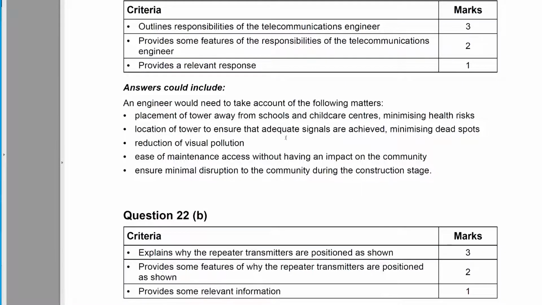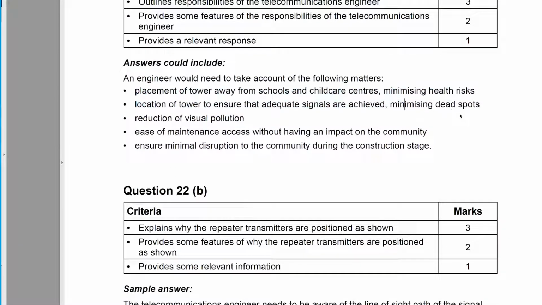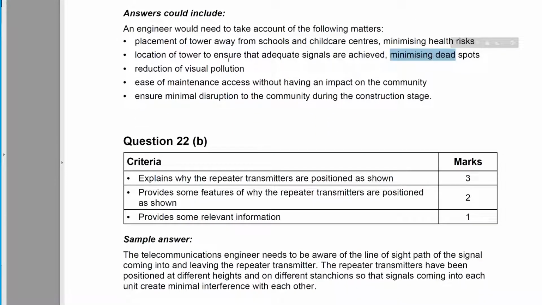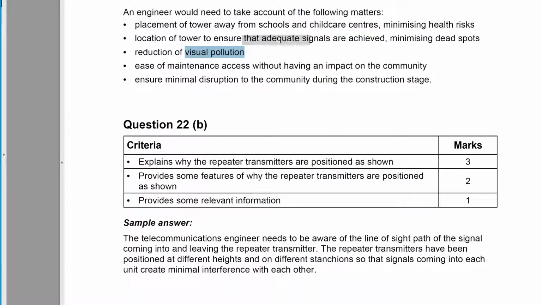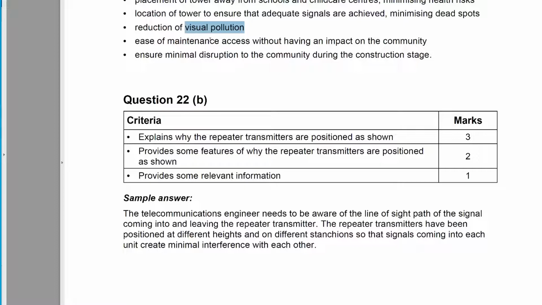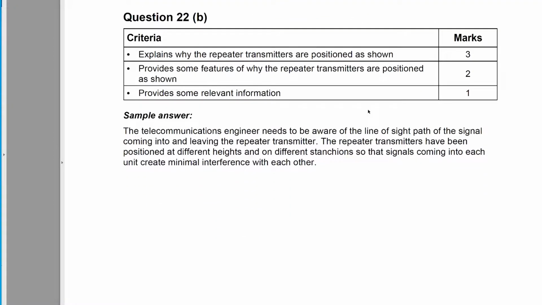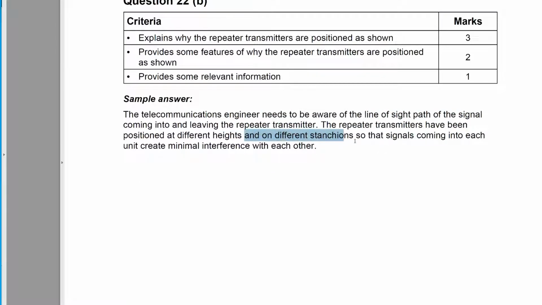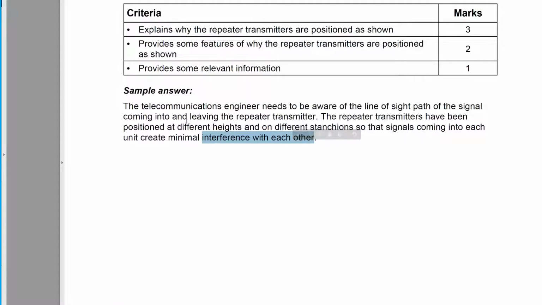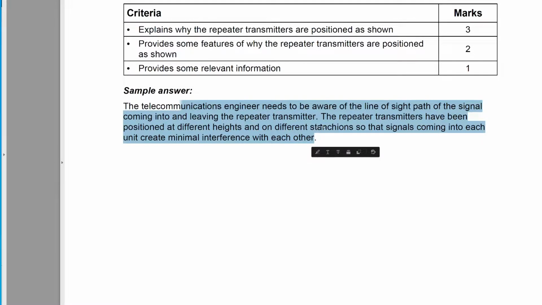Let's have a look. They've talked about community, making sure it's up high to minimize dead spots, visual pollution so it doesn't look ugly, and maintenance is good as well. Okay, so here it needs line of sight to the transmitter, and we want to minimize interference. I would say that would be an example of two very good answers rather than three poor answers. Explains why the repeater is positioned.